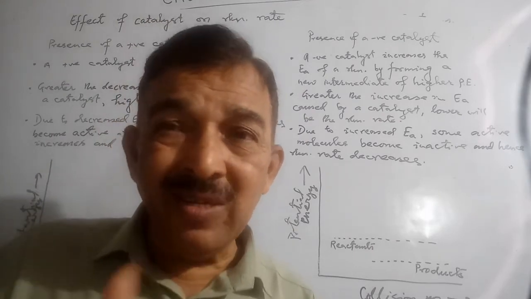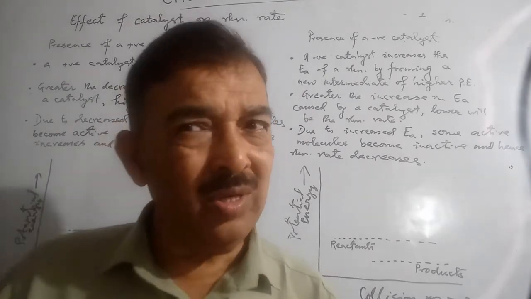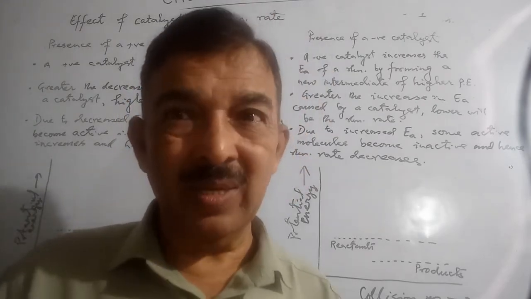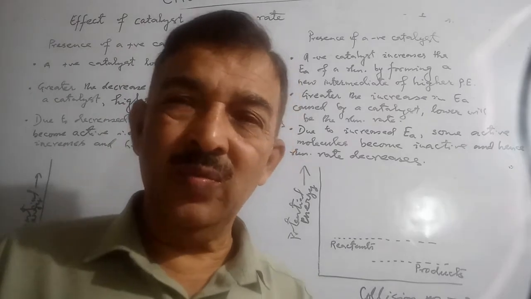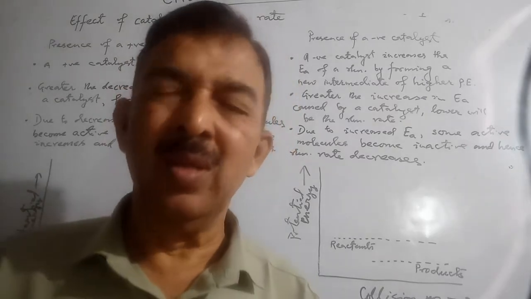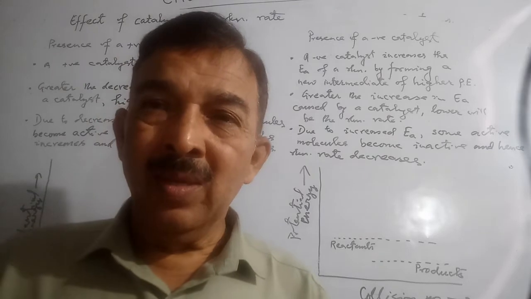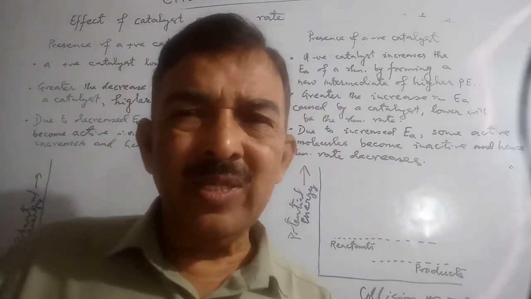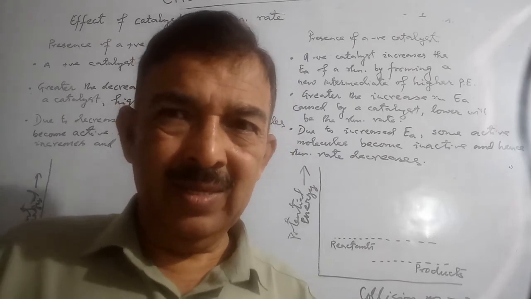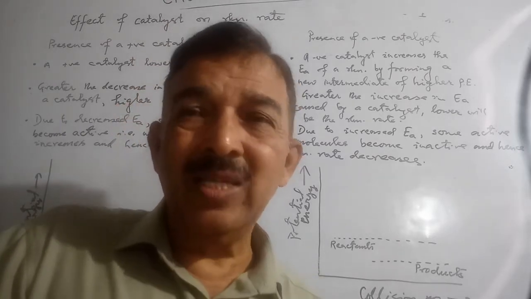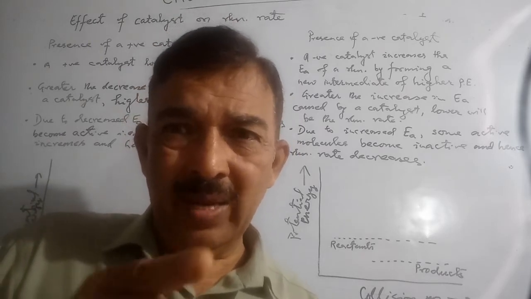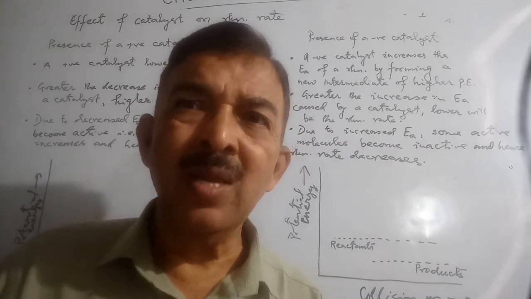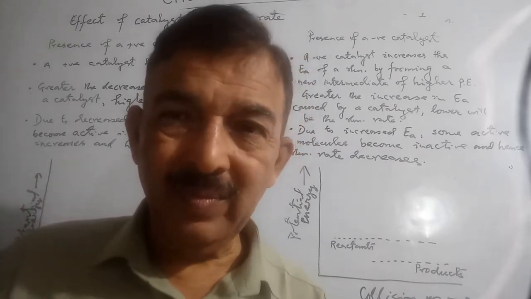If a catalyst increases the reaction rate, then it is called a positive catalyst. The example is the thermal decomposition of potassium chlorate in the presence of manganese dioxide, MnO2. It gives potassium chloride and oxygen gas. The rate of formation of oxygen gas explains the reaction rate. So MnO2 increases the thermal decomposition of potassium chlorate to a large extent.